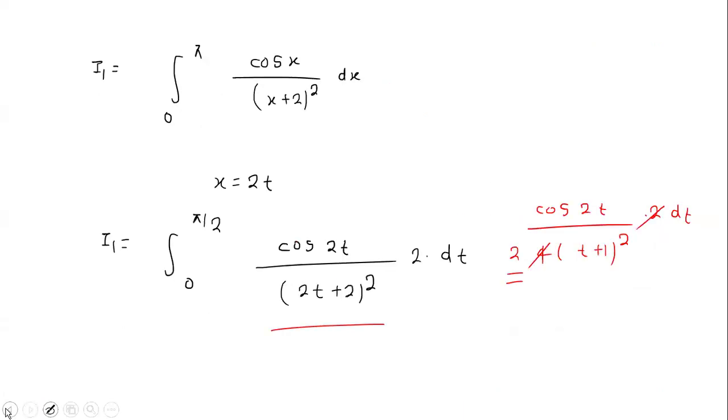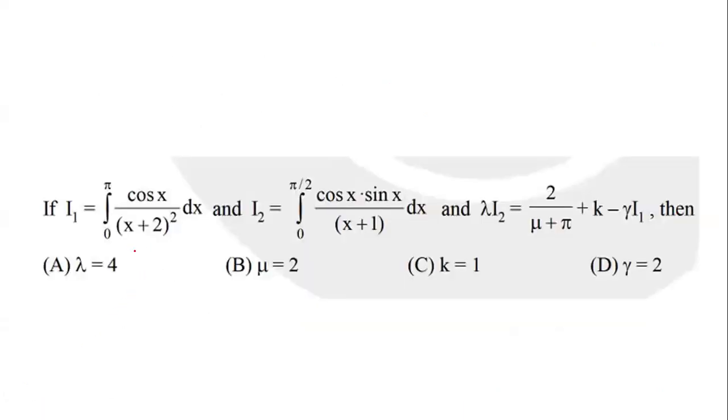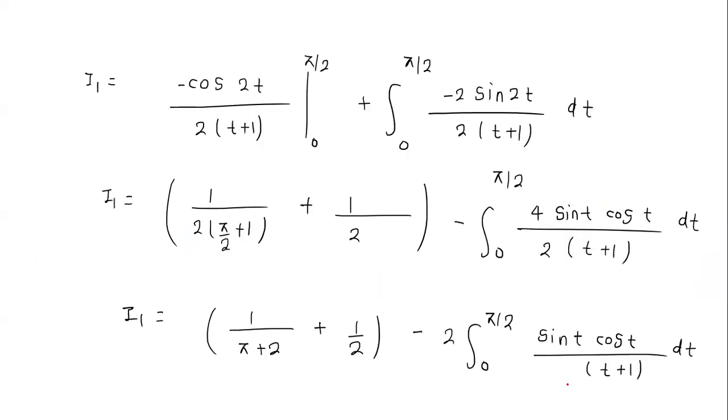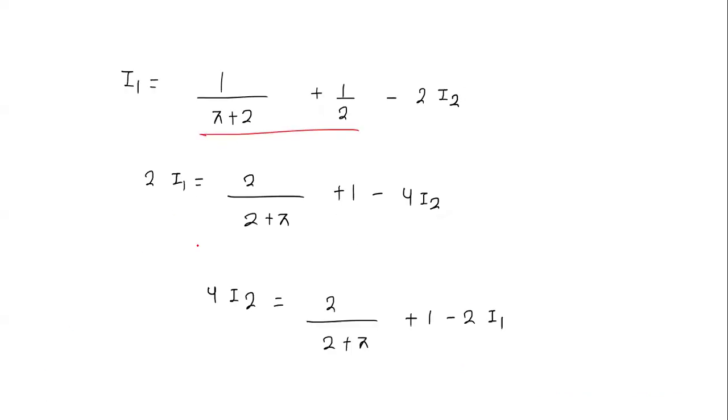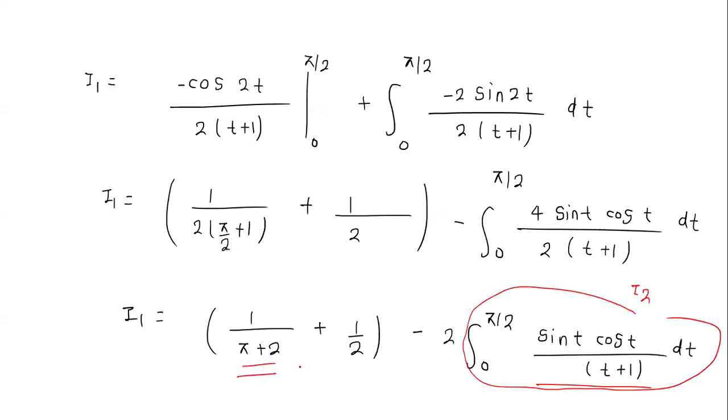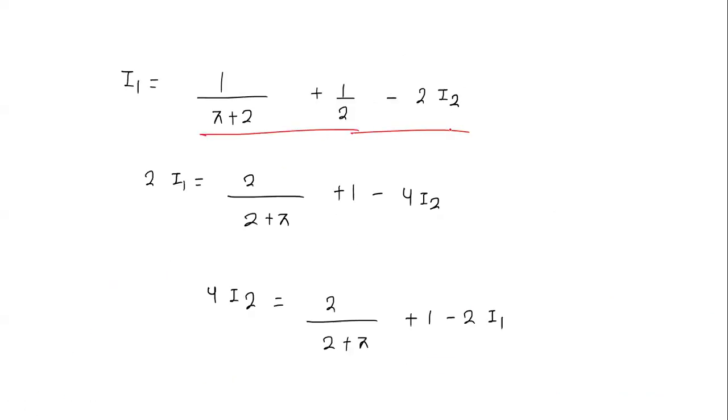Now you see, initially there are two integrals, one is this I1 and this is I2. Now you can see that this integral cos x sin x divided by x plus 1 is similar to the thing that we are getting here, sin t cos t divided by t plus 1. So now you can write this integral as I2 here. So we have these two things like 1 divided by pi plus 2 and half, and minus 2 times I2. So this is the thing we get here.